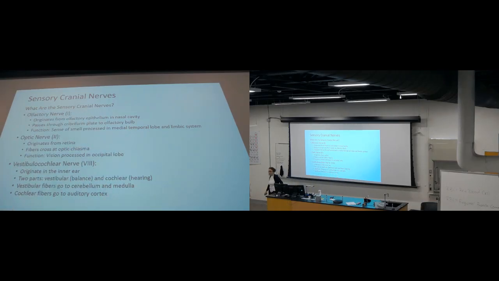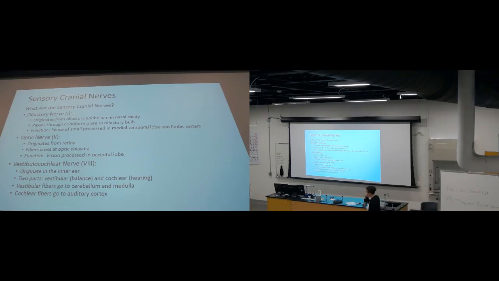Any questions about spinal nerves, the general information? Okay, now for cranial nerves. Let's start with the sensory cranial nerves. So we have the olfactory, cranial nerve number 1, the optic nerve, cranial nerve number 2, and we have the vestibulocochlear, cranial nerve number 8.